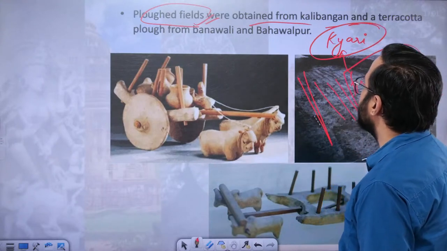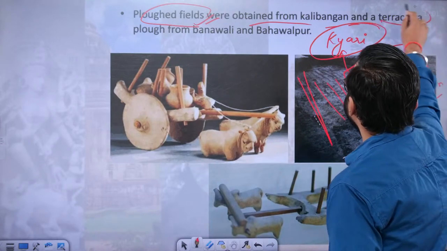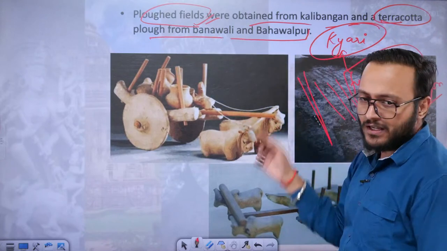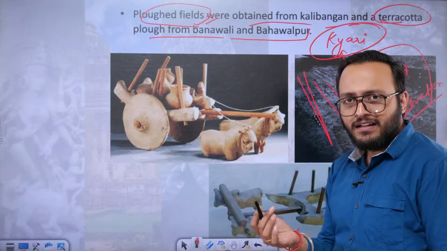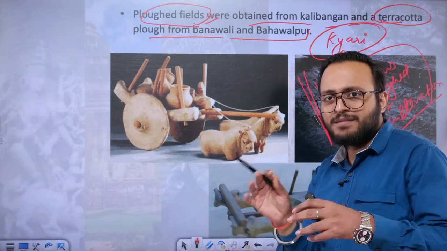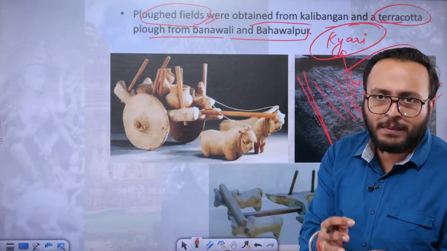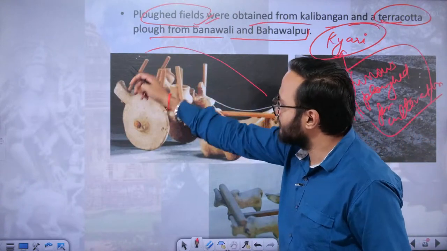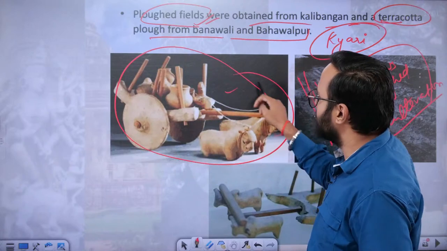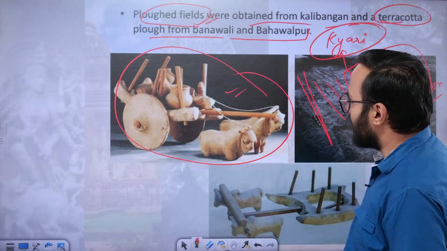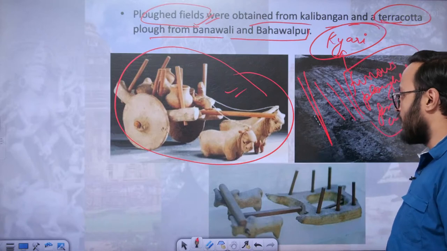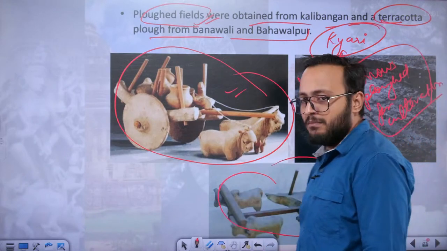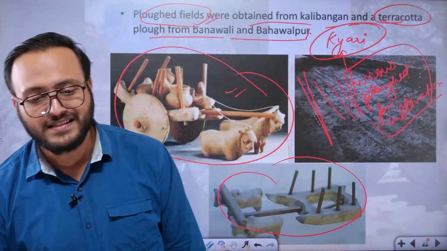Similarly, we have also obtained the images of terracotta plow from the Banwali and Bahawalpur. What is terracotta? It is a type of clay, a type of soil, the toys made up of the soil which are later on baked in the fire. Okay, so this is the very famous bullock cart which is found from Mohenjo-daro. Similarly, the bullock carts have been recovered from Harappa, from Rakhigarhi, from various other places as well.